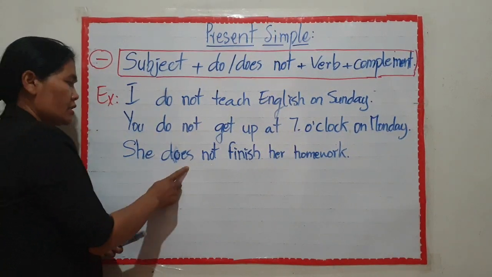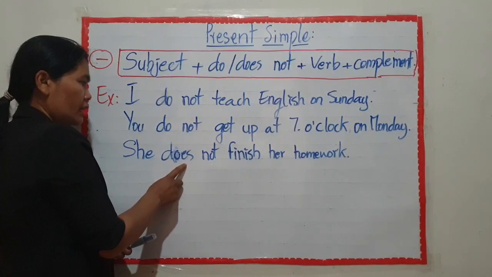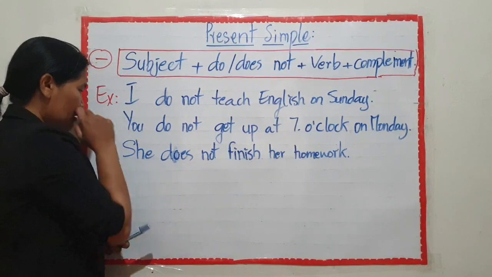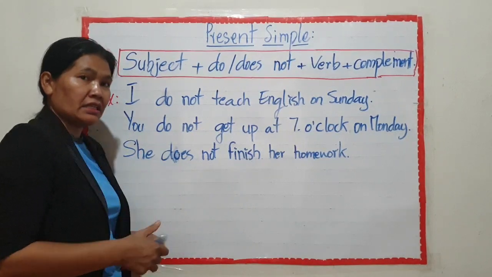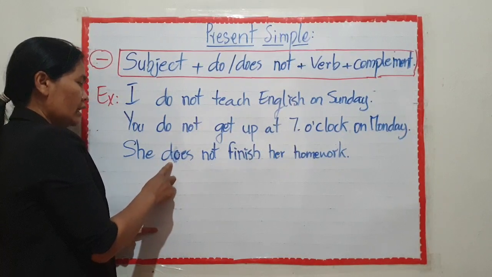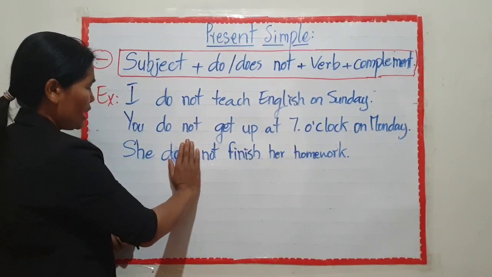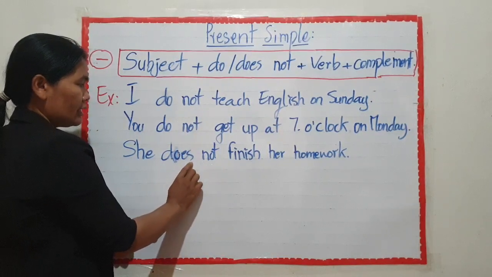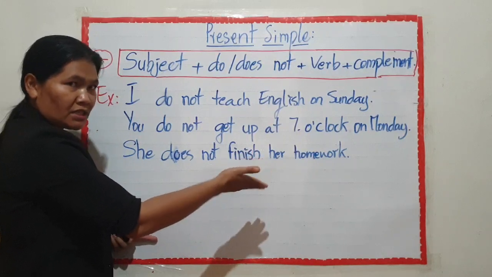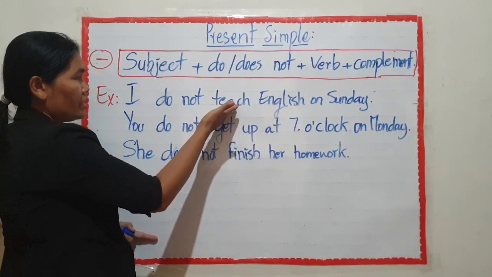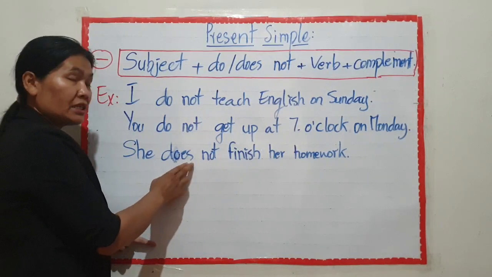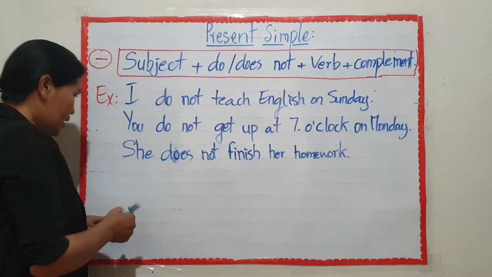Why do we use does? And why does finish here not have es? Because she is third person singular. That's why we use does. We use does here instead of do, so we already add es, and then not. So the verb finish stays the same, just normal, like teach, like get, no s, because we already added s in does. Understand? Good.